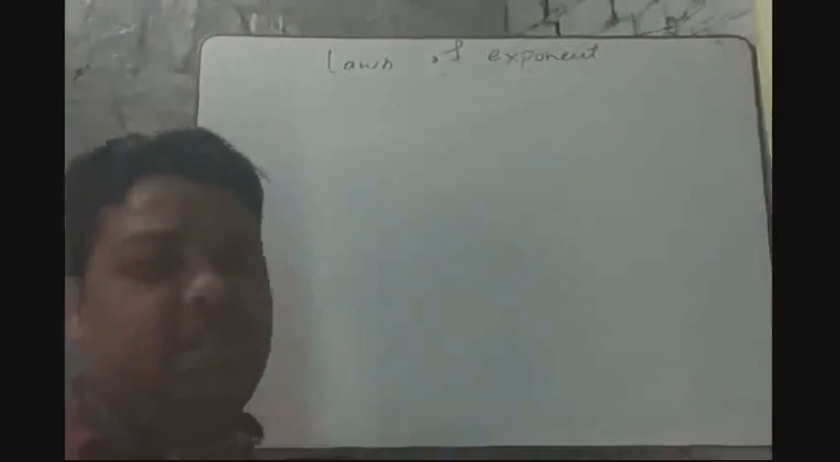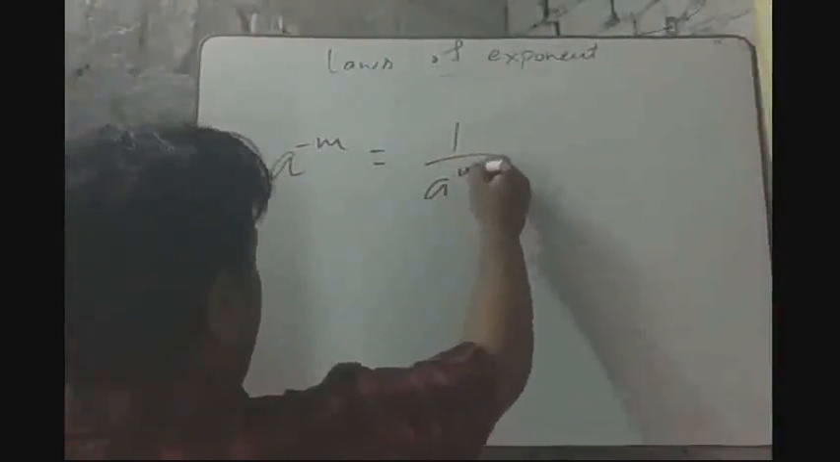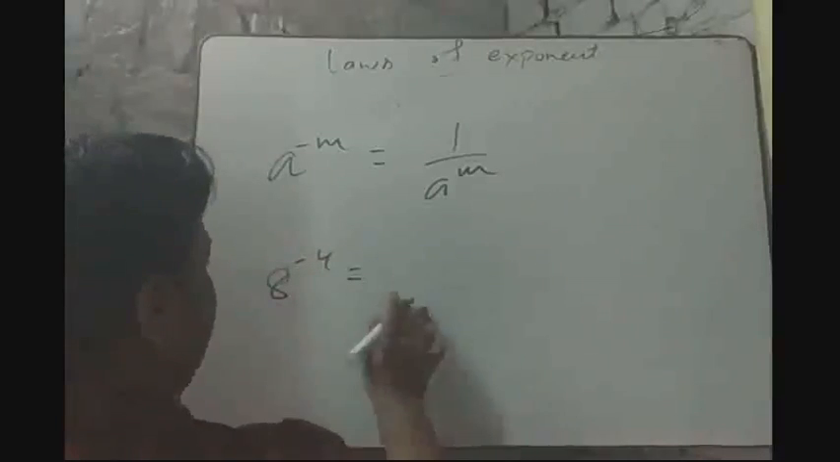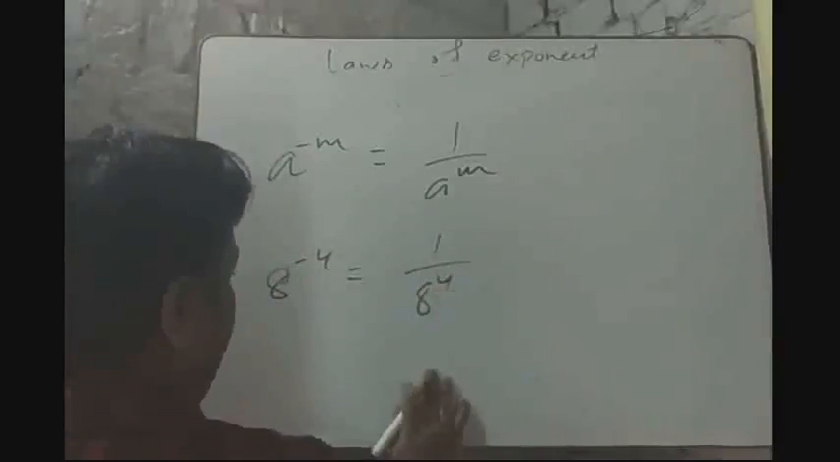Now let's move to the eighth property. The eighth property is just opposite to property 6. That is, if we have a to the power minus m, then its value will be 1 by a to the power m. That is, if a to the power minus 4, then we will write 1 by a to the power 4.